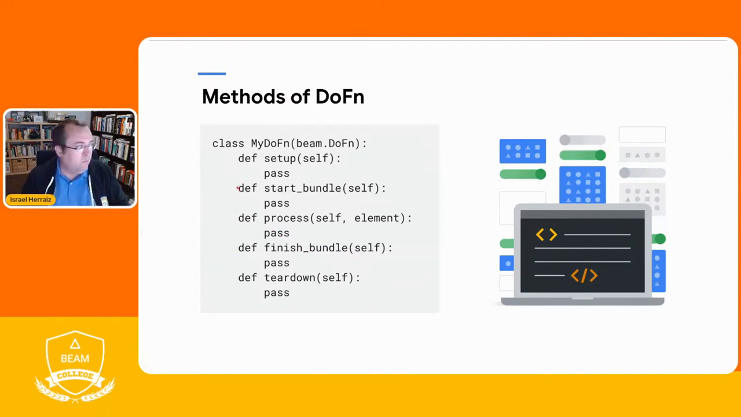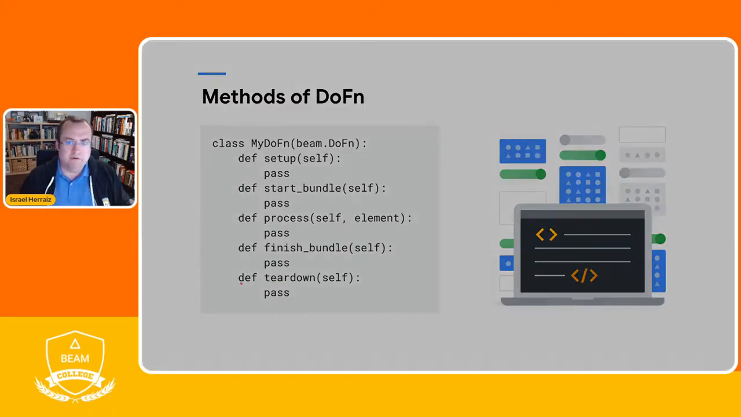When the worker starts, the runner will call the method setup, and when the worker finishes, it will call the method teardown, okay? Typically this will happen once, because the worker will be created, and when it's not needed anymore, the runner destroys the worker, for instance with auto-scaling or any other situation, and this method is called, okay?